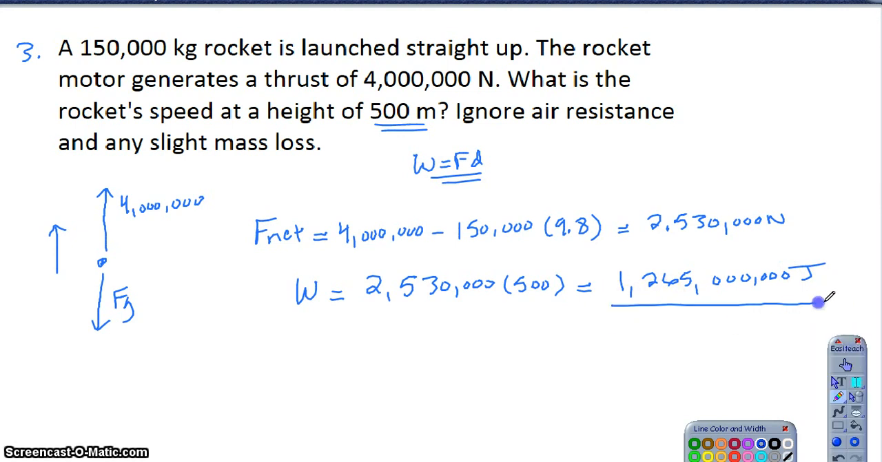The only thing you then have to be careful about is, does all of that energy convert to kinetic energy? Well, no, it doesn't, because we're also gaining height. So this is the total amount of work done on the rocket. But we have to realize that some of that work goes to the potential energy of gravity, and some of that work goes to the kinetic energy we end up with. So if I want to find the rocket's speed, I'm just going to find its kinetic energy and its velocity from there.